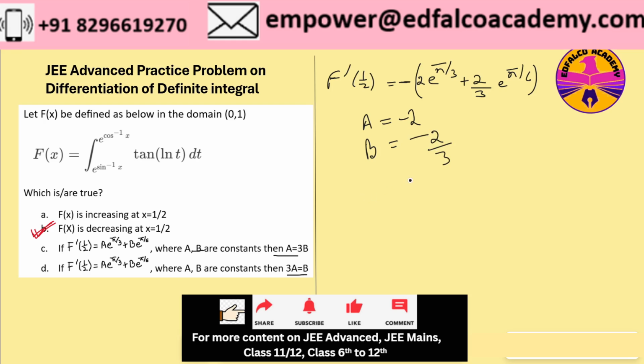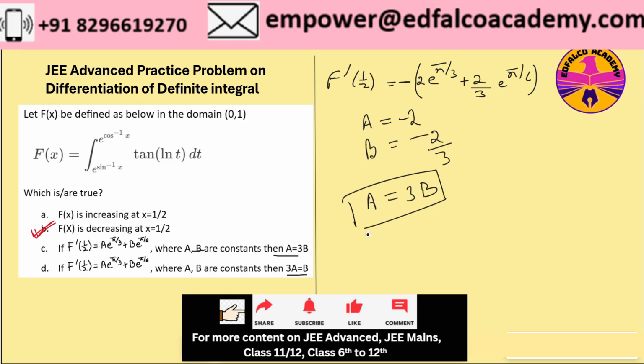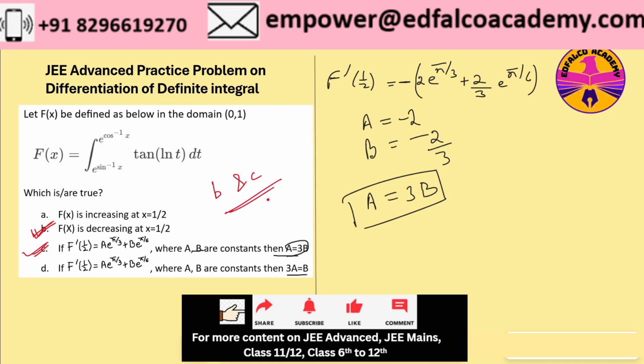So therefore from this we can directly say that A is nothing but 3 times of B. So that is what we are seeing from the values that we have at hand, and that option is A is equal to 3B, which is option C. So my option C is correct. So therefore options B and C are the correct choices for this question.